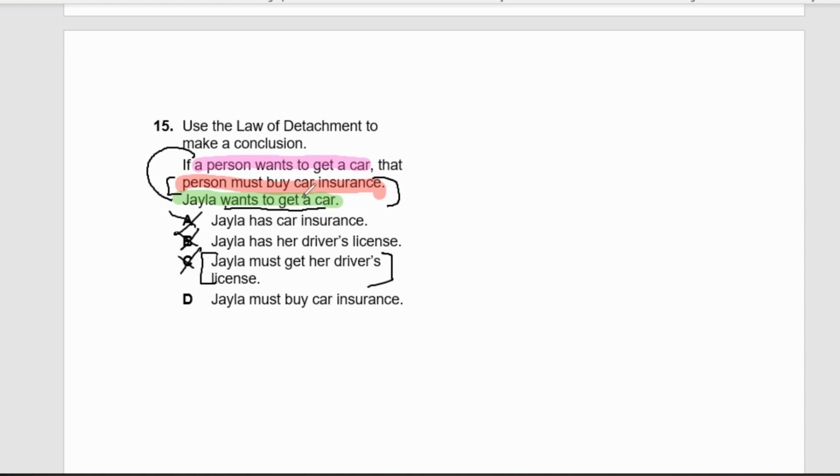There's a lot of things, but see, even when I say that, I'm reading into it, and why I'm doing that is I'm trying to get you to catch your thoughts here about how you're adding extraneous or outside information that's not given. And then our last one says Jayla must buy car insurance. This is really the only thing we can conclude from this. We know that she wants to get a car. In order to get a car, she must have car insurance. So D would be our correct choice.